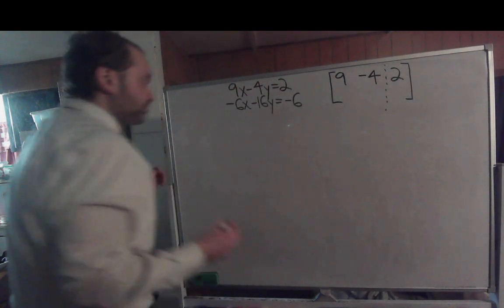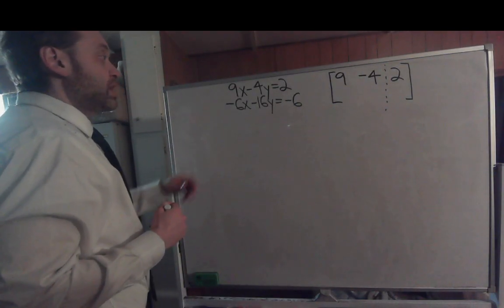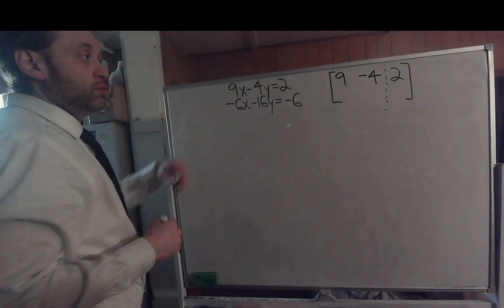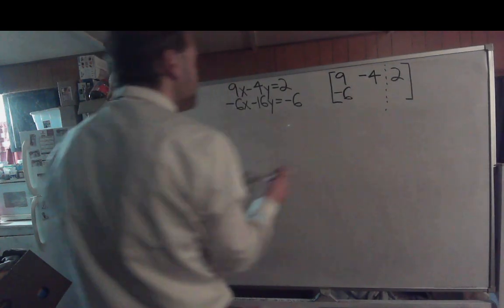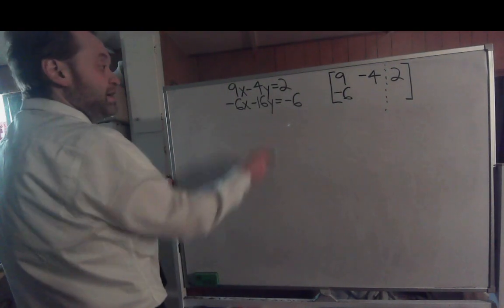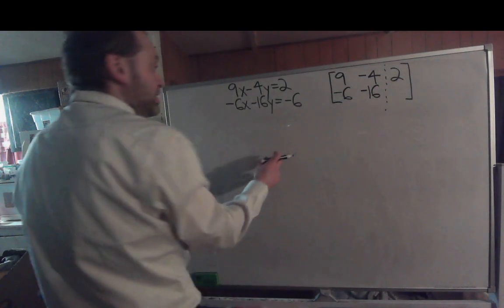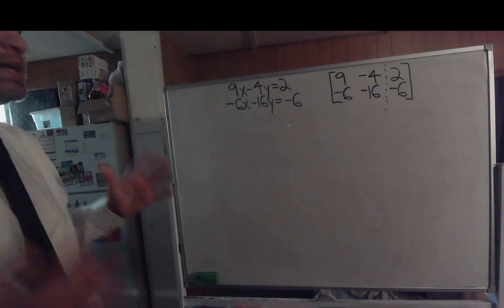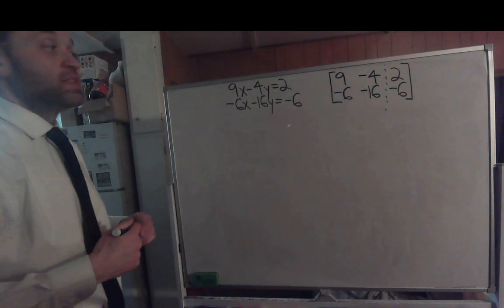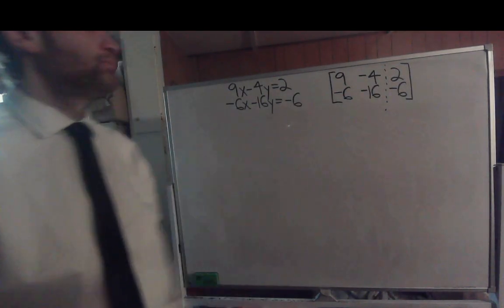All right. Now, on the bottom row, the coefficient on the x variable is negative 6. The coefficient on the y variable is negative 16. And then you put that negative 6 to the right of the augmentation sign. Okay, so there's your augmented matrix. This is going to be fun because in the first row we don't have a 1.